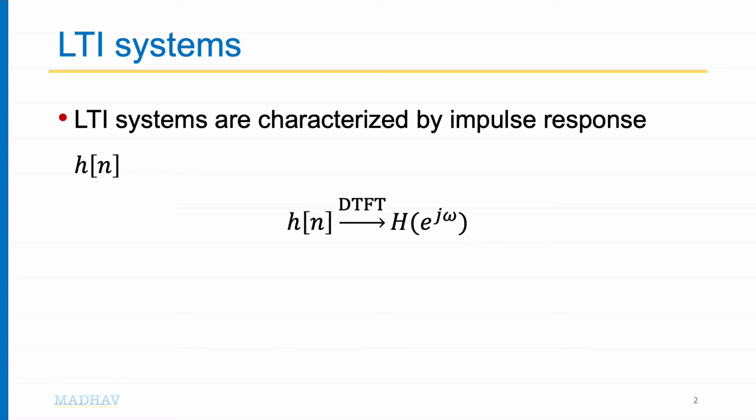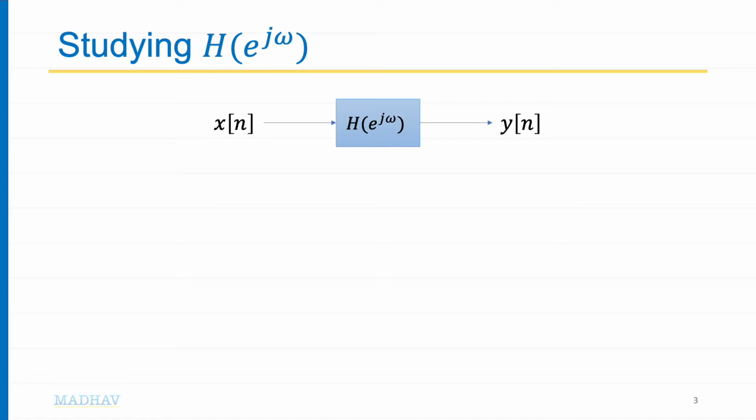You have h of n, which is the impulse response of your LTI system, and if you take a DTFT, you get H(e^{jω}). So this is the frequency response basically, and if we want to write it as a block diagram, we will write it like this. x of n is a signal and you pass it through your LTI system and you get some y of n. Now let's study this H(e^{jω}) basically in the transform domain.